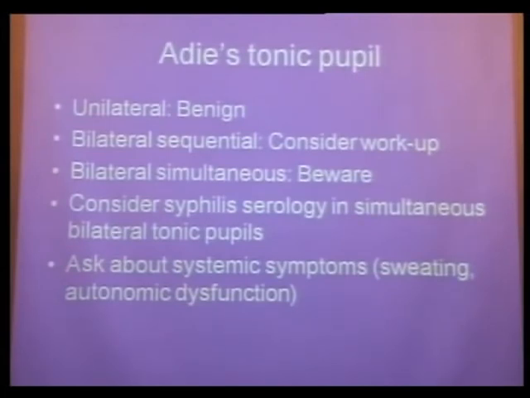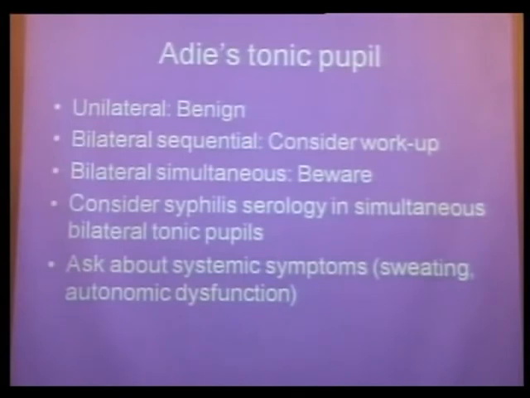An Adie's tonic pupil is usually benign. It occurs bilaterally in about 12% of the patients. I work up bilateral simultaneous or bilateral rapid sequential cases. If it's bilateral and simultaneous, I'm going to look for evidence of the dorsal midbrain syndrome. If I see any of that, I'm going to image. If it's bilateral simultaneous with no evidence of dorsal midbrain syndrome, I'm going to do a syphilis serology.